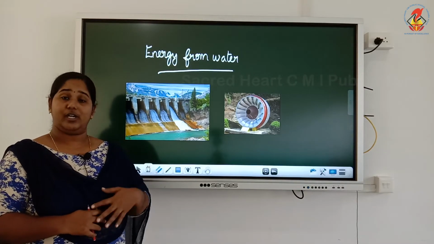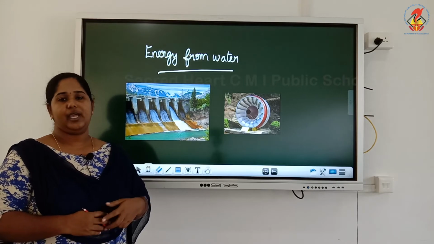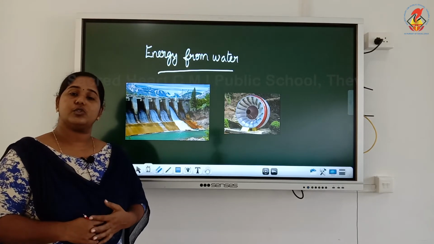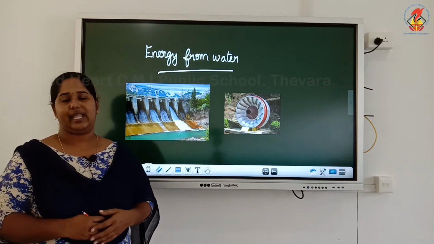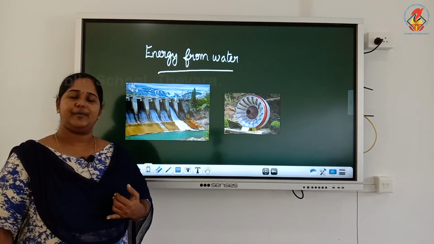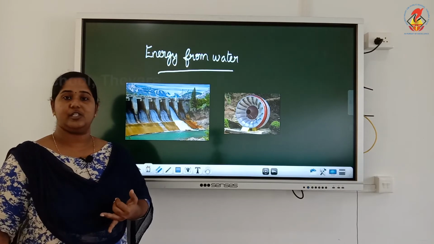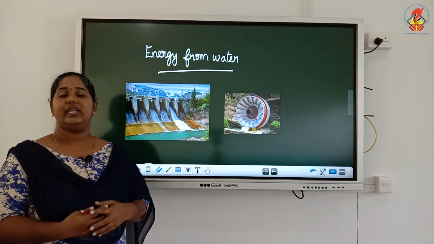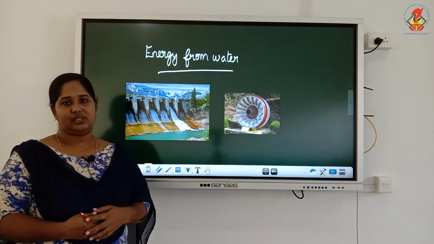Energy from water. Water is a very powerful source of energy, okay. Energy from water is used to produce electricity. That is what we use in our daily life. Not the electricity from geothermal energy, not the electricity from atomic energy and all. It is from water that we get electrical energy that we use in our houses.